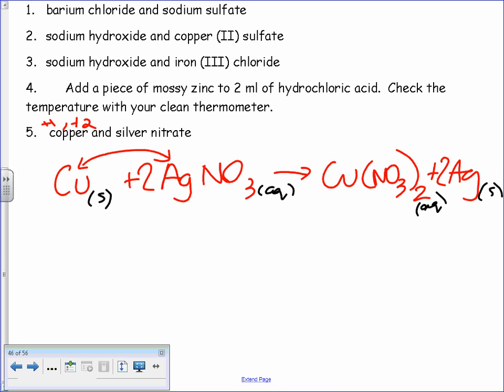Silver, solid. Okay, so visually, what would be happening? What kind of color changes would you be seeing? What would you be seeing in this reaction? Beautiful copper, right? It's copper in color. Silvery color, right? You'd see the formation of silver from copper. Crazy. And then this is a clear solution.